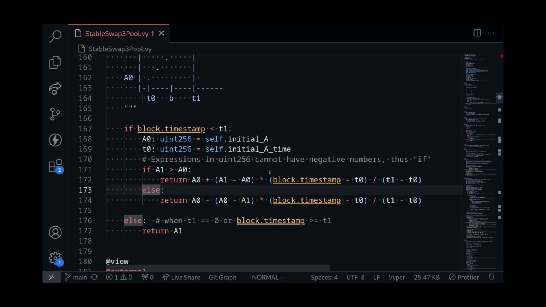When timestamp is equal to T0, this expression T0 minus T0 is equal to 0. So when we multiply this part by 0, this whole expression will be equal to 0, so we get A0. On the other hand, when timestamp is equal to T1, then this part of the code, T1 minus T0 divided by T1 minus T0, is equal to 1. So this part of the code will be A1 minus A0 multiplied by 1, which is simply equal to A1 minus A0. And then let's now do this A0 plus A1 minus A0. The A0 cancels out with this A0 over here, and we get back A1.